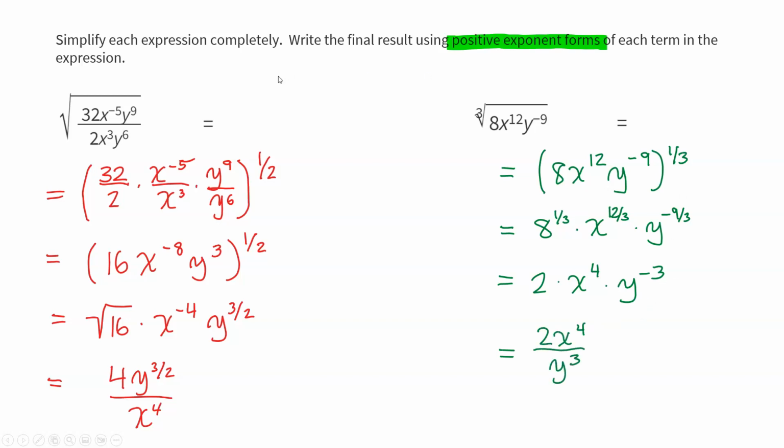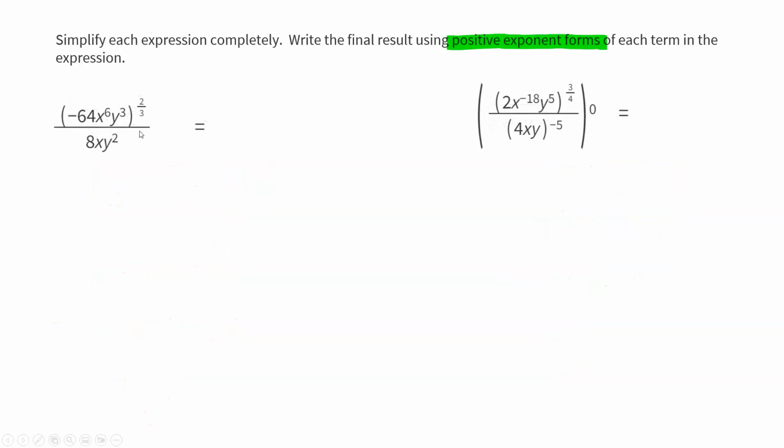And to write it in the final format, for it to be completely simplified, you want positive exponents. So this negative 3, in order to turn it to a positive exponent, needs to be moved to the denominator. So 2x to the 4th over y to the 3rd is the final answer.